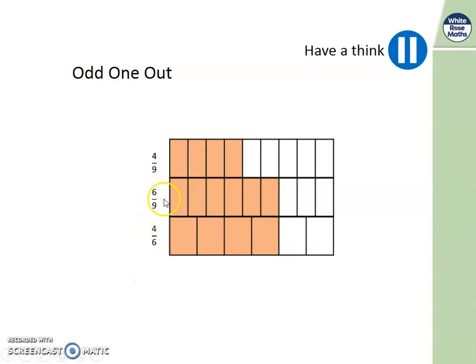You should notice that 6/9 and 4/6 stop at the same place because they are equivalent. And you should see that 4/9 is less than both of these. So 4/9 is the odd one out.